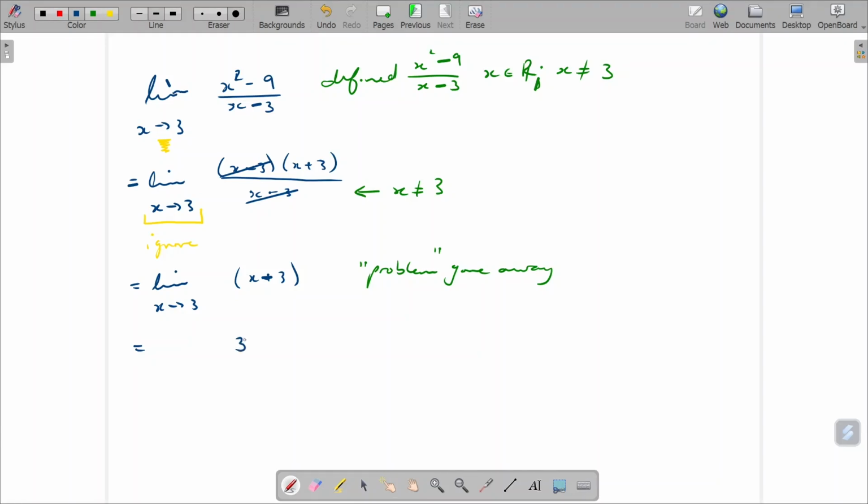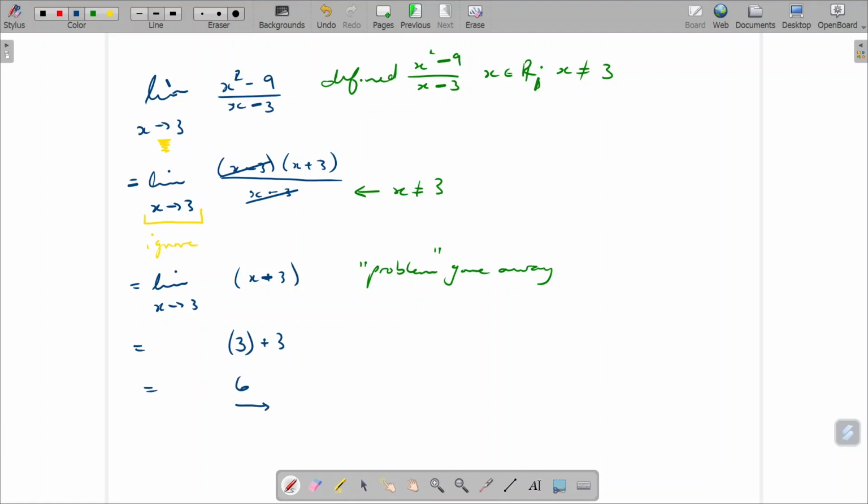Okay? I no longer need that restriction of x may not equal 3 because I no longer have a denominator that contains a variable. So my problem has gone away, which means I now have no problem. And as we saw on the previous slide, if you have no problem, all I need to do is to substitute. So this is 3 plus 3, which equals 6.